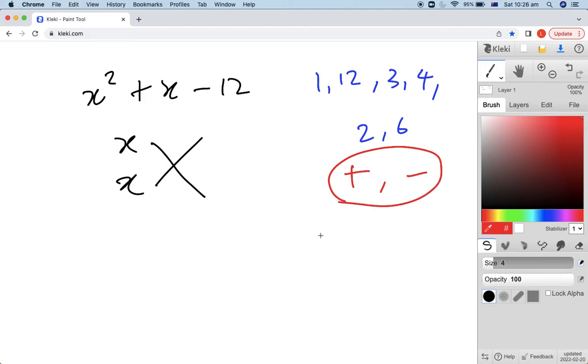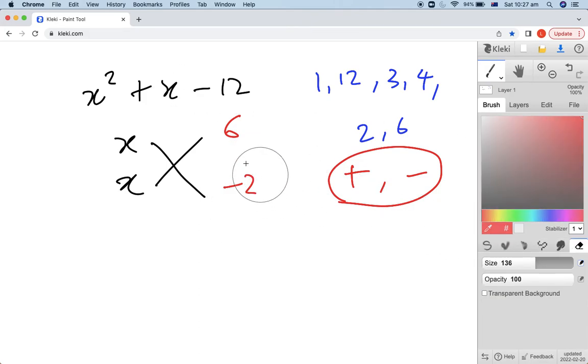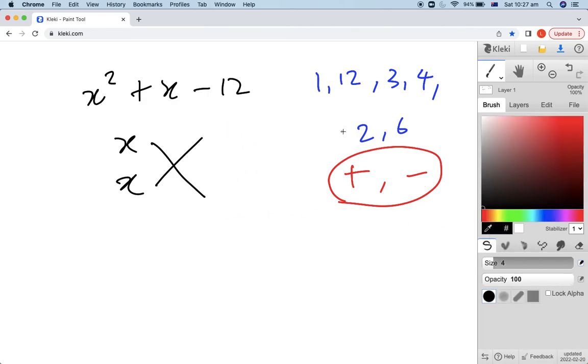Now, going on, we can test different numbers and try to see what works. We can plug in, let's say, 6 and minus 2 as an example. So 6 times minus 2 gives us minus 12, which works. But when we go across the diagonal, we have minus 2x plus 6x, which gives us 4x. Now 4x is way too big for this x. So we know we have to get some numbers that are closer together. So in that case, we can rule this out as an option. We know that it's too big, it won't work.